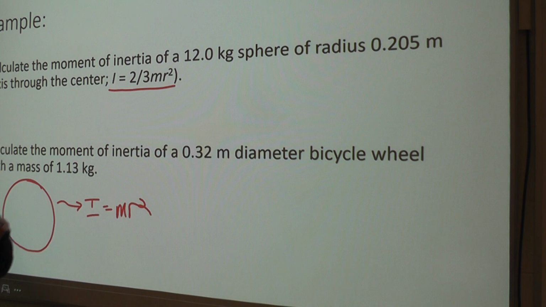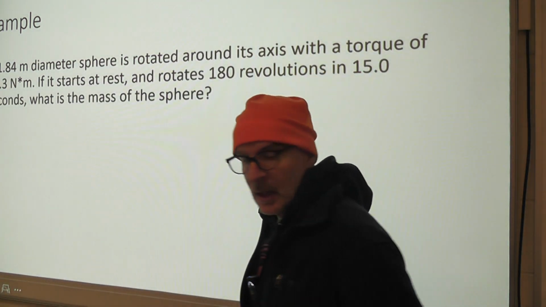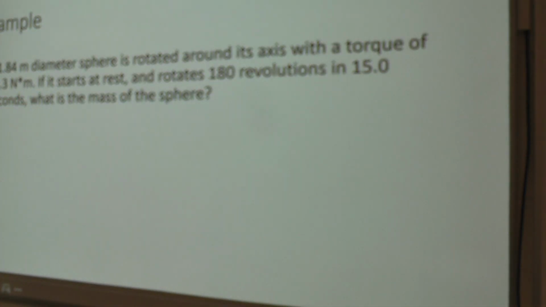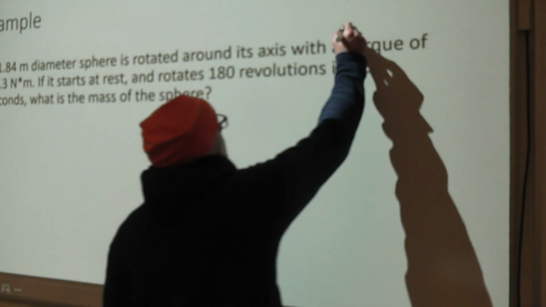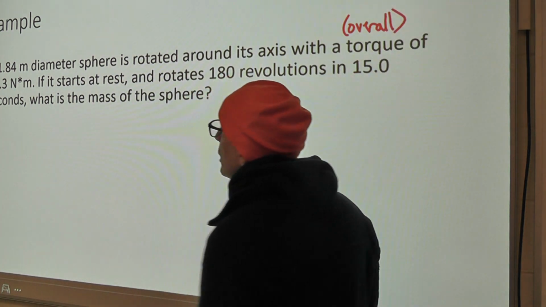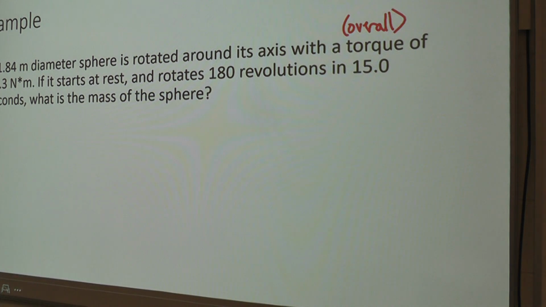These are really easy calculations, and then all of a sudden you have something like this. A 1.84 meter diameter sphere rotates around its axis. It's experiencing a torque, and we can assume in this case that this is the overall or net torque of 12.3 Newton meters, which are the units of torque, force times distance. If it starts at rest and rotates 180 revolutions in 15 seconds, what is the mass of the sphere?